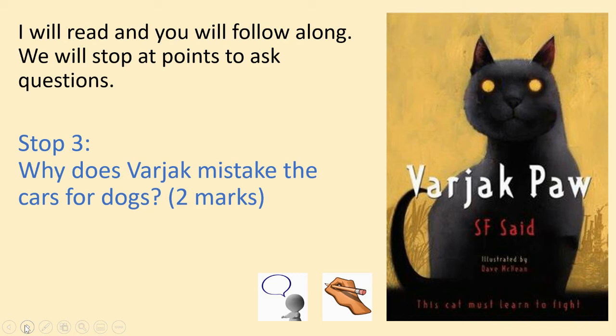And I'm going to stop there because I've got a question. Why does Varjak mistake the cars for dogs? We can see a picture of a car. We know that these are cars that are coming towards Varjak. But Varjak thinks they're dogs. Well, why? Why does he mistake the cars for dogs? Why does he think that this coming towards him is a dog? I want you to have a little think. Then say your answer out loud and then write it down on your piece of paper. Do that now. Press pause.